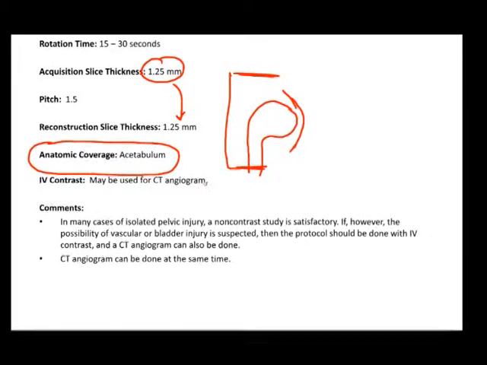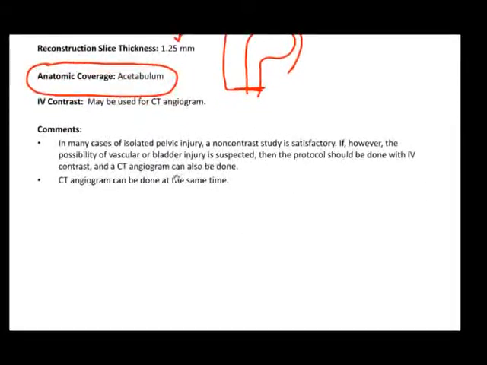Also, IV contrast may be used for an angiogram, but in this case it's not going to be utilized because you're looking for a fracture. You definitely want to be able to see the fracture if there's anything going on with the acetabular fossa. In many cases of isolated pelvic injury, a non-contrast study is satisfactory. However, if the possibility of a vascular or bladder injury is suspected, then the protocol should be done with IV contrast, and a CT angiogram can also be done.